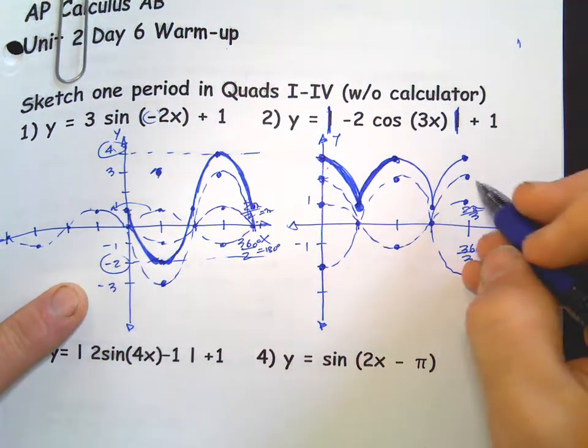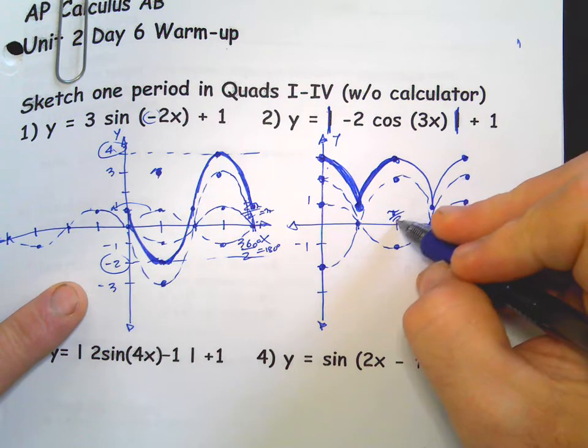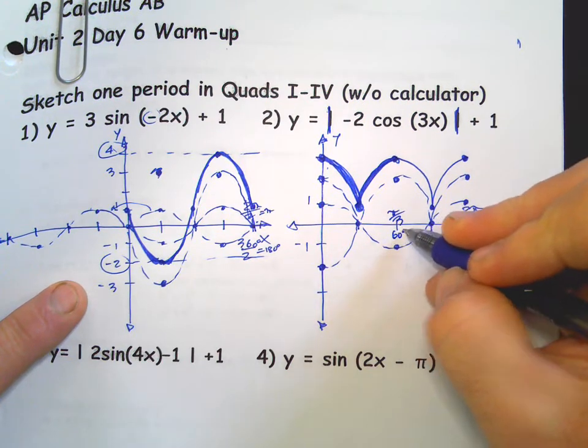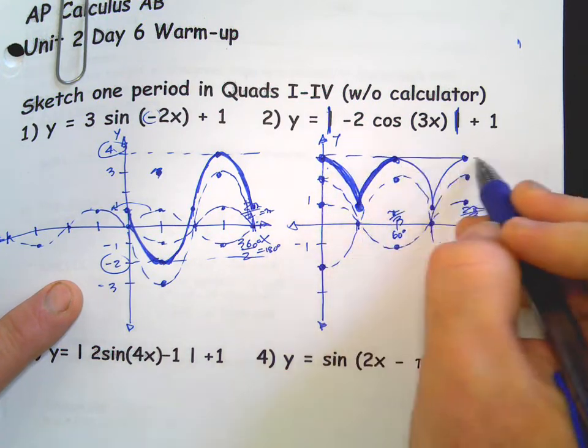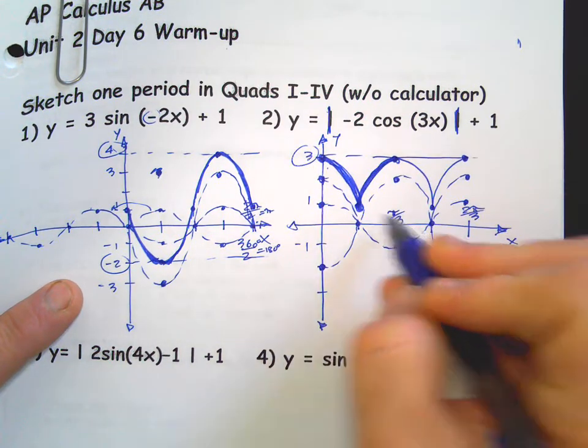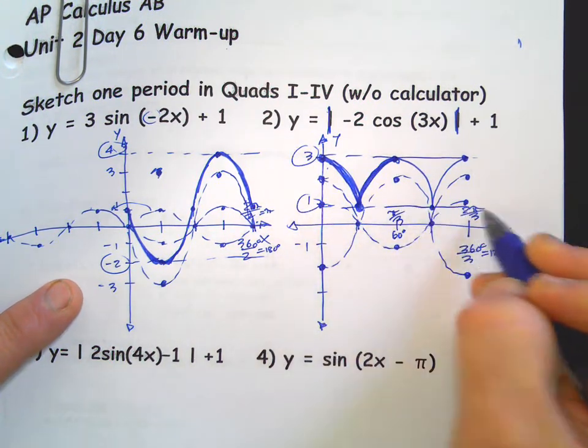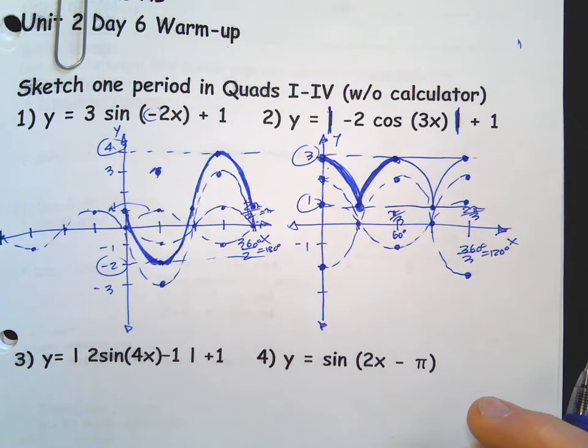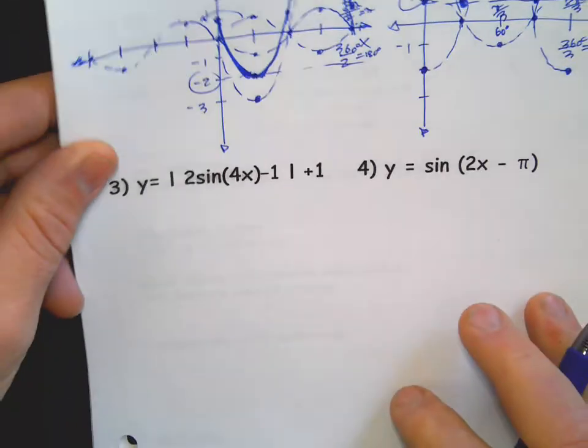But now we should maybe put the period right here as pi over 3 and 60 degrees. And we're going to label the max and the min. So this is up at 3. The min is at 1. There you go. That's the graph. Okay, next one.